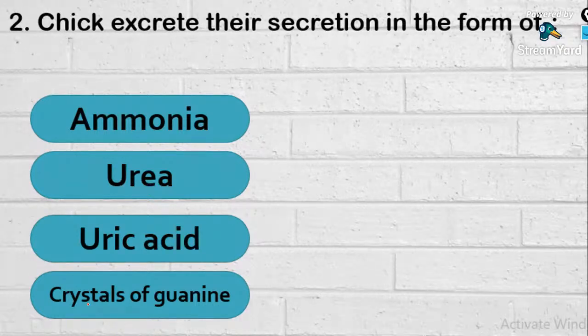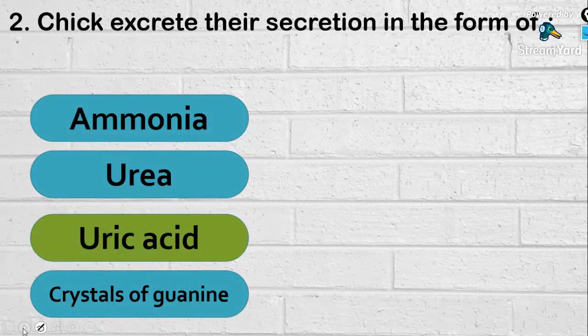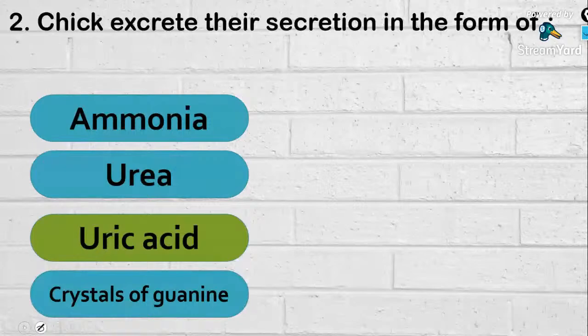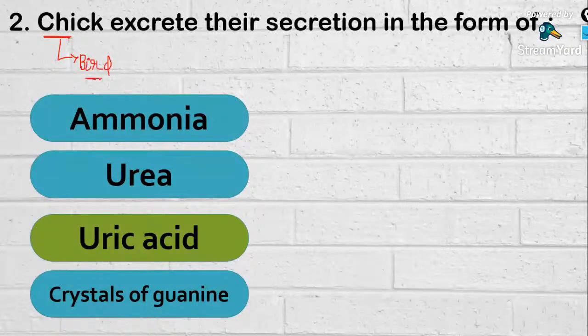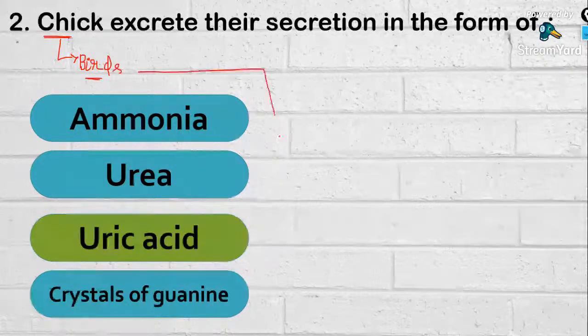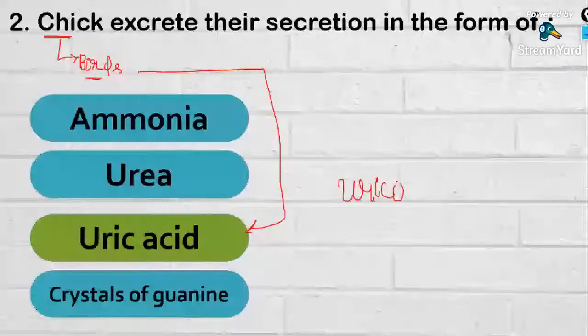Let's check the correct answer, and the correct answer is uric acid. Why? Because chick is a bird, and almost all the birds excrete their material in the form of uric acid, so they are called uricotelic organisms.